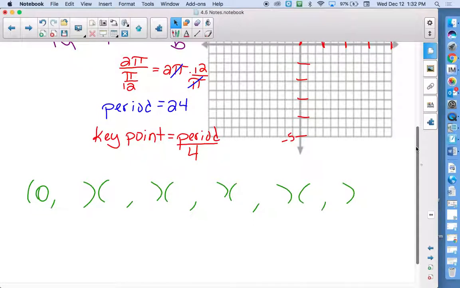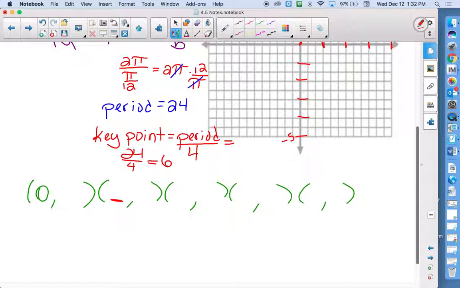How do you find the second value? Alice? So, wait, so the y value, okay, so the period divided by 4 would be 6. So you count by 6 each time, so that would be 6, the next one 12, 18, then 24. Nice.